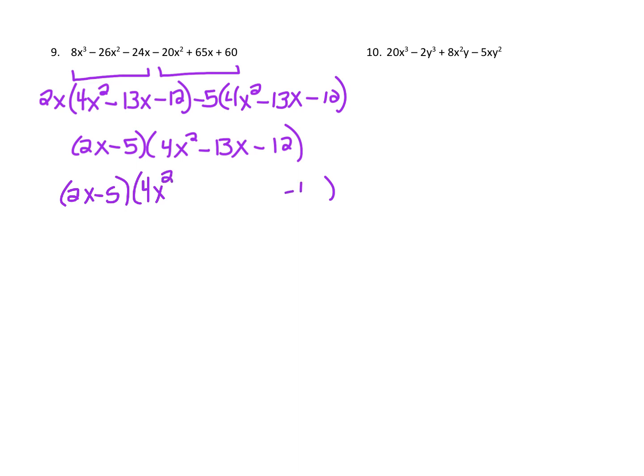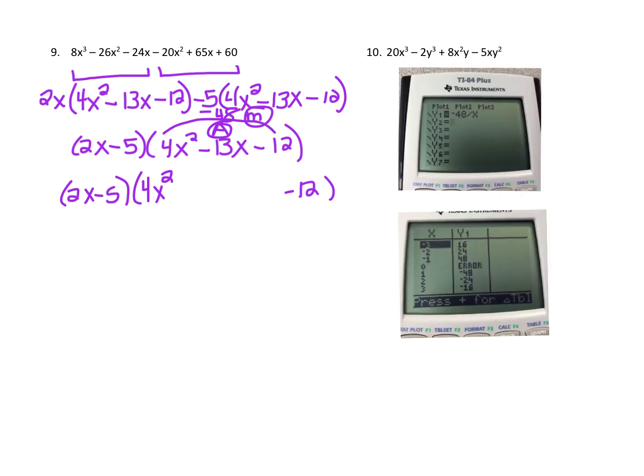bring down the last term, and we need to come up with 2 numbers that multiply to 4 times negative 12, multiply to negative 48, and at the same time add to negative 13. So if you want to do it by hand, great. If not, in the calculator, you would type in the number we're multiplying to, negative 48 divided by x under the y equals, and then you would go to the table of values, right? Second graph.